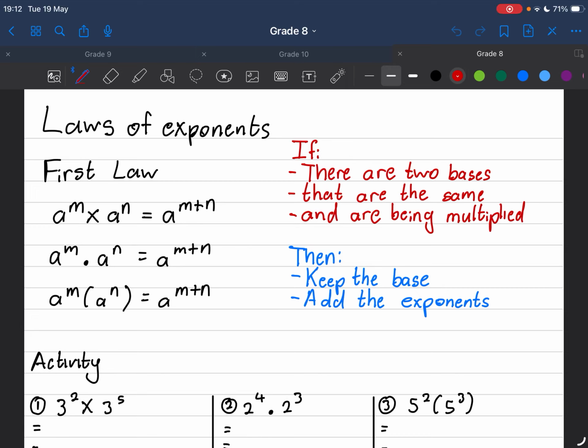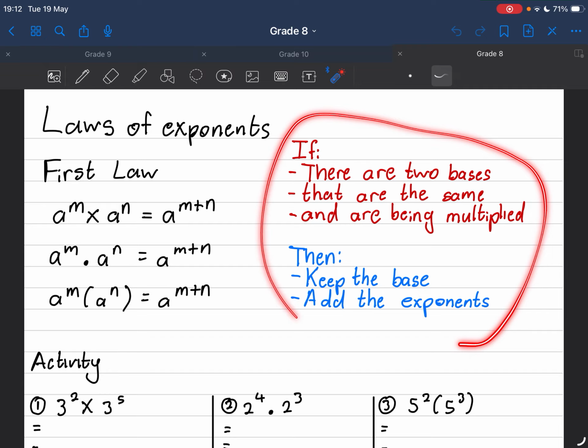Alright, let's talk about our laws of exponents. There are a couple of laws of exponents. We're gonna do one law per video. So let's have a look at the first one. The first law of exponents looks like what we have over here.